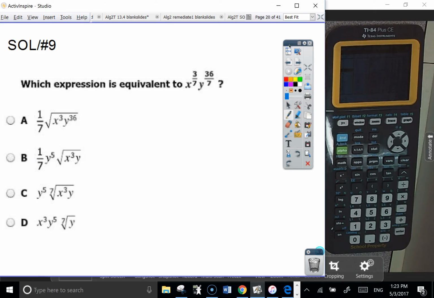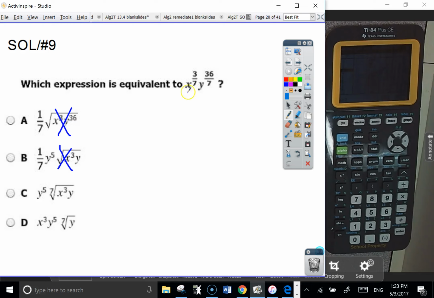Right, another one of these rational exponents to radical notations. Which two answers can I throw out right away because of the denominator of the rational exponent? Right, A and B don't have a 7 there in the index, so it can't be either one of those.